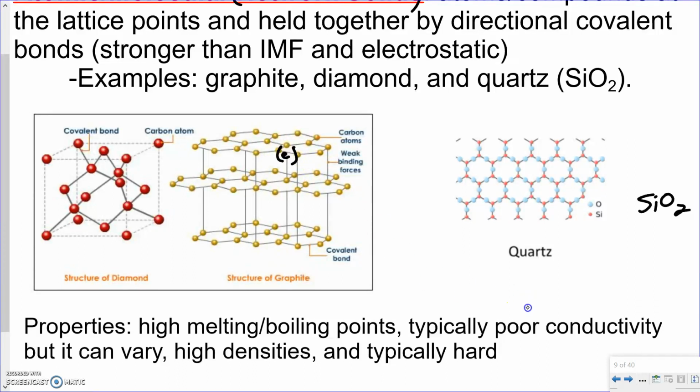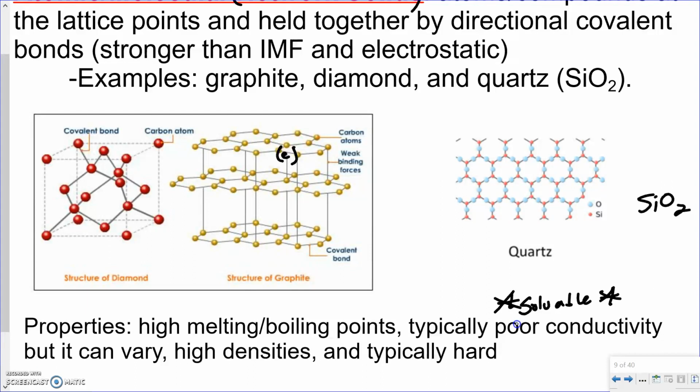The other thing here is these guys are not going to be soluble in water in any way, shape, or form. Okay, again, because they're being held together by covalent bonds, they can't dissociate, they can't just separate. So if I take my diamond from my wedding band and drop it in water, it's not just going to magically dissolve. If it did, we wouldn't be using diamonds for jewelry, would we?